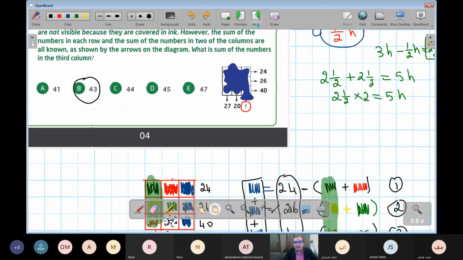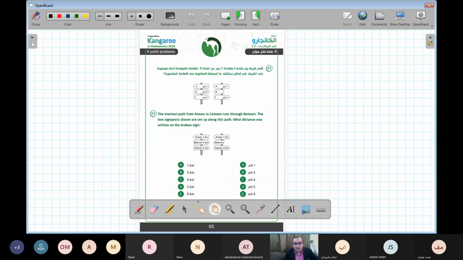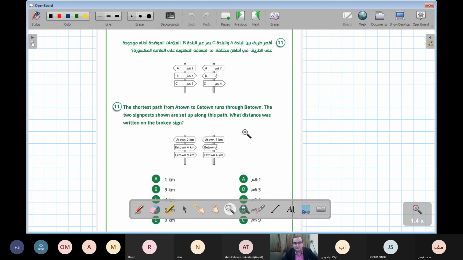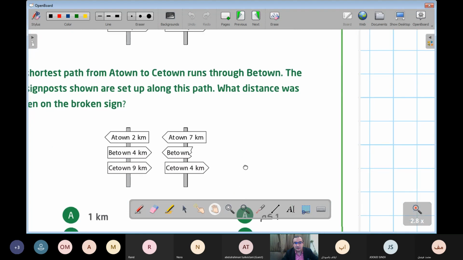Yalla. Another one. Yalla. For the next page. Yalla, let's see.